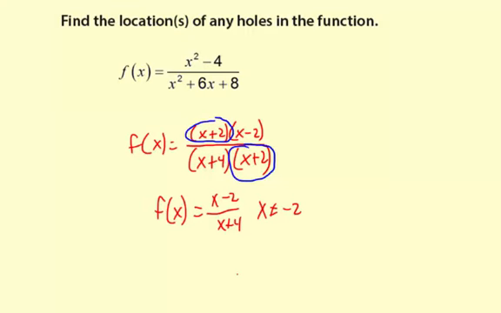The location of the hole? Well, the x value is at -2. So you input the -2 into the simplified function and see what you get for an output. So it's going to be f of -2 equals -2 minus 2 over -2 plus 4, which equals -4 divided by 2, or -2. So this hole is going to be at -2, -2.